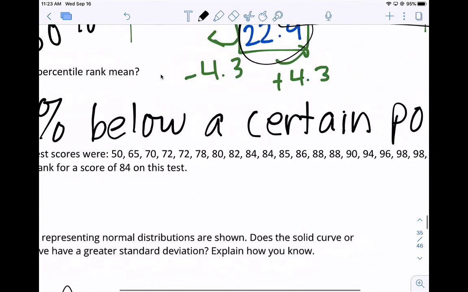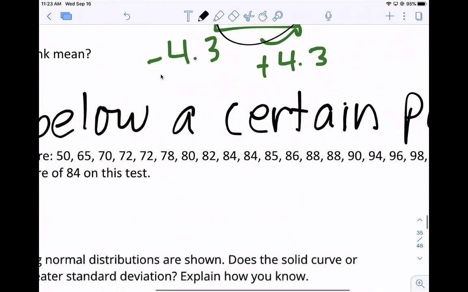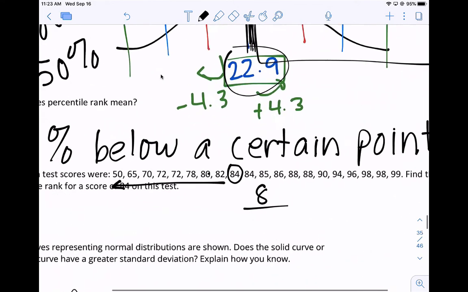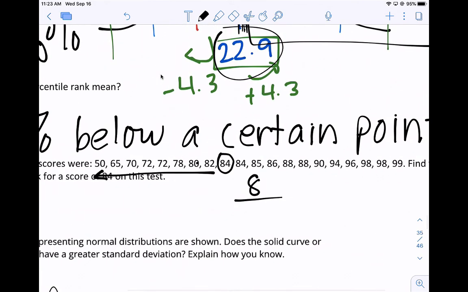And we want the percentile rank for 84, so we're going to find 84, and we're going to look at everything below. And percent is what you want divided by the total. So let's count how many scores are below 84. 1, 2, 3, 4, 5, 6, 7, 8. 8 scores out of... I better double check. 1, 2, 3, 4, 5, 6, 7, 8, 9, 10, 11, 12, 13, 15, 16, 17, 18, 19, 20. I get 20 total scores.